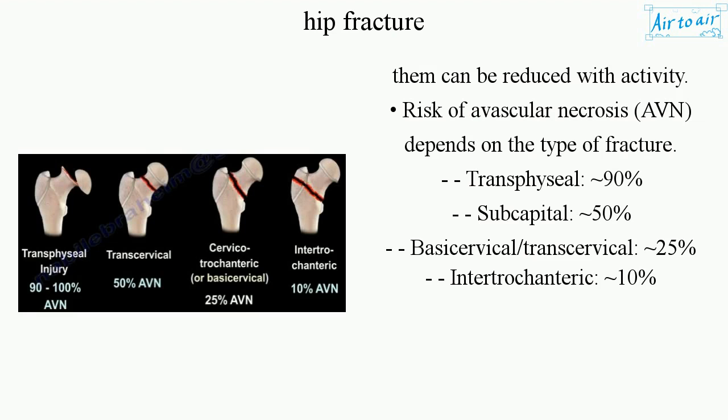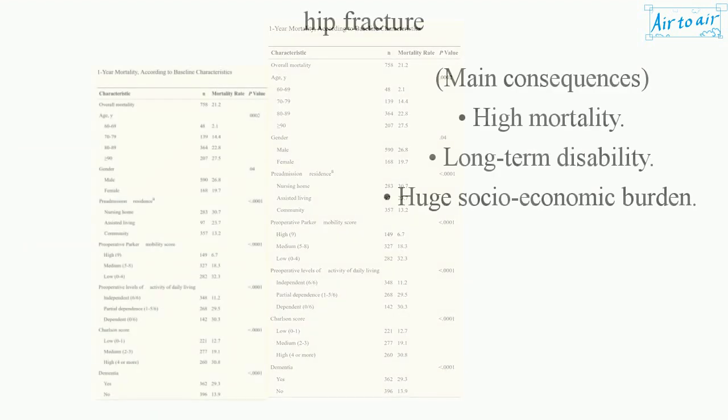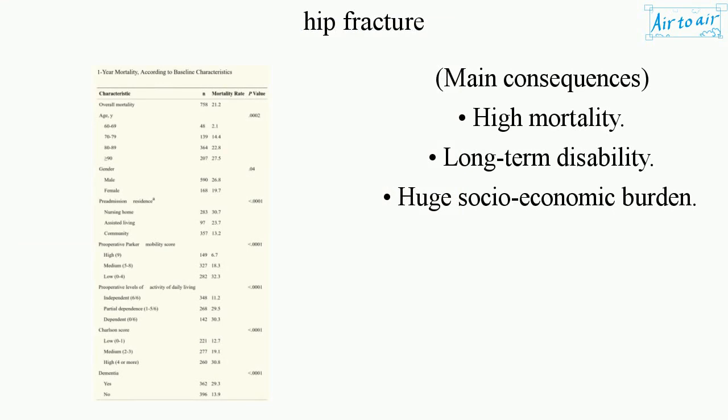Risk of avascular necrosis, AVN, depends on the type of fracture. Transphysial: approximately 90%. Subcapital: approximately 50%. Basicervical, transcervical: approximately 25%. Intertrochanteric: approximately 10%. Main consequences: high mortality, long-term disability, huge socioeconomic burden.